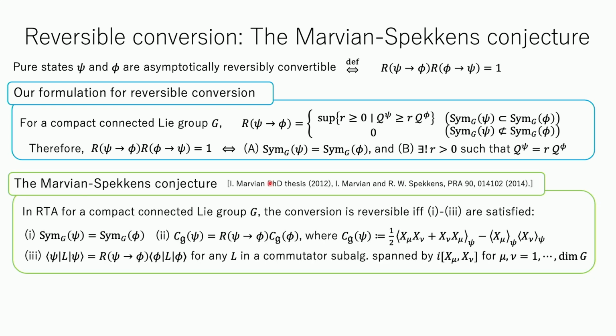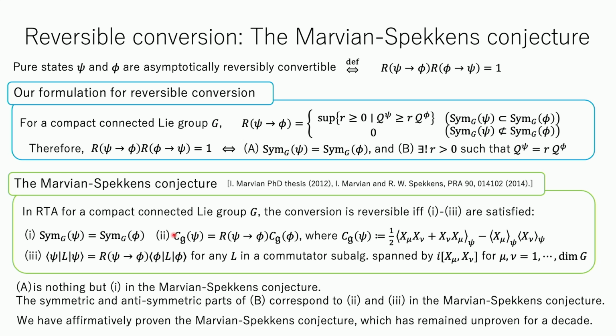And I would like to remark that there is a conjecture called the Marvian-Spekkens conjecture on the same setup, where it is conjectured that the conversion rate is reversible if and only if these three conditions are satisfied. The first condition is nothing but the condition A in our formula. The second condition is about the proportionality between the symmetrized covariance matrices. And the third condition is about the expectation value for operators in a commutator subalgebra.